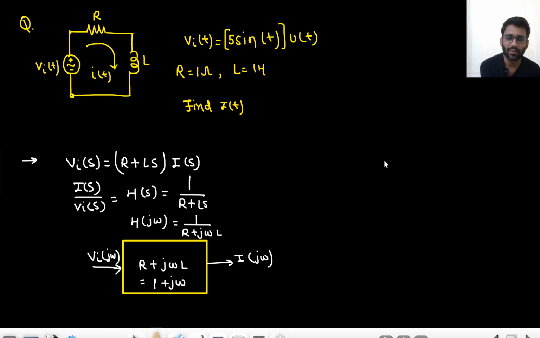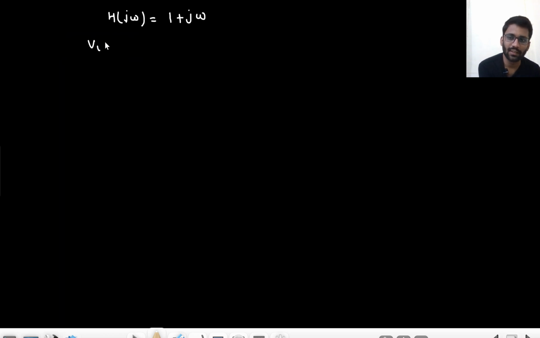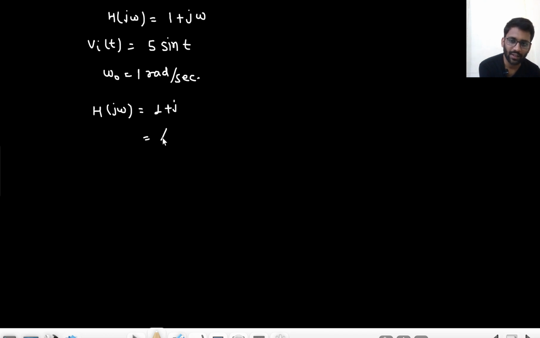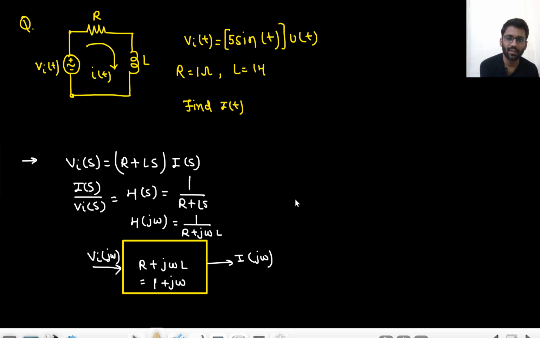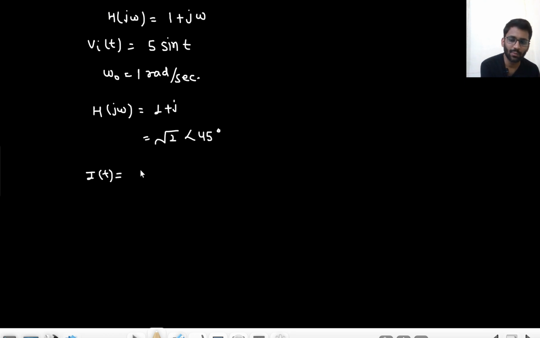What is given omega naught? Input V in t is 5 sin t, right? So your omega naught is 1 here, the unit is radian per second. So what will be your H of omega? H of omega will be 1 plus j, so the magnitude will be √2 and the angle will be plus 45 degree this time. Okay, so what will be your current i(t)? Current i(t) would be 5 into √2.